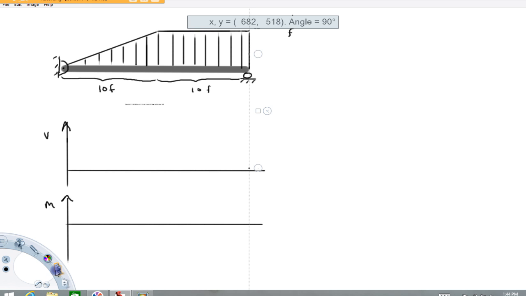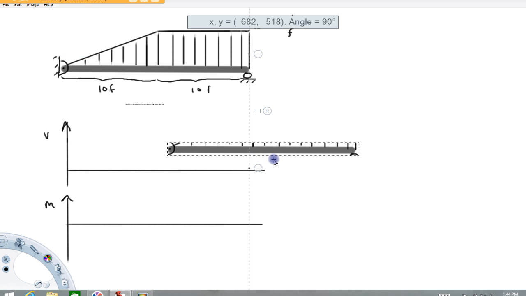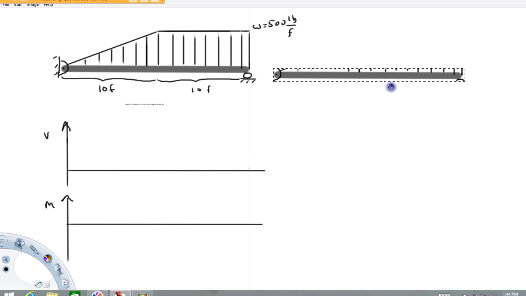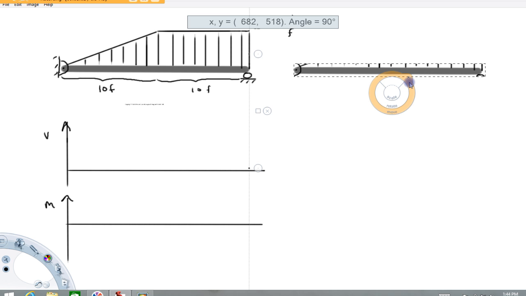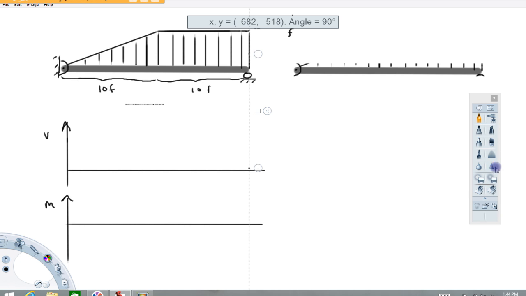And actually what I'm going to do here, I think, is copy this beam and put a picture of it over on the right. All right, and what I'm going to do is draw a free body of the beam. Give me just a moment. I'm going to get rid of these distributed forces here. We don't need those.